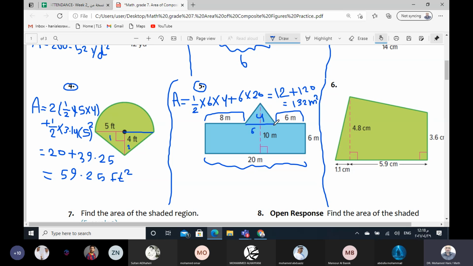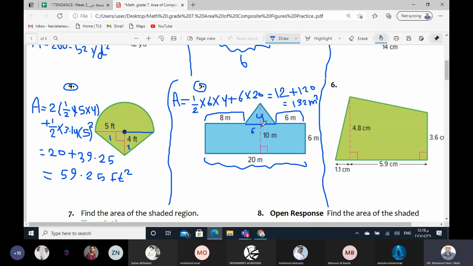How to find the area of the rectangle? We want to know the base and the height. How to know the base? We know the whole side here, 20. The part of this side here 8 and the second part here 6. 6 plus 8, 14. Subtract 14 from 20. 20 minus 14 will be 6. So this part here will be what? Will be 6. This is the base of the triangle.